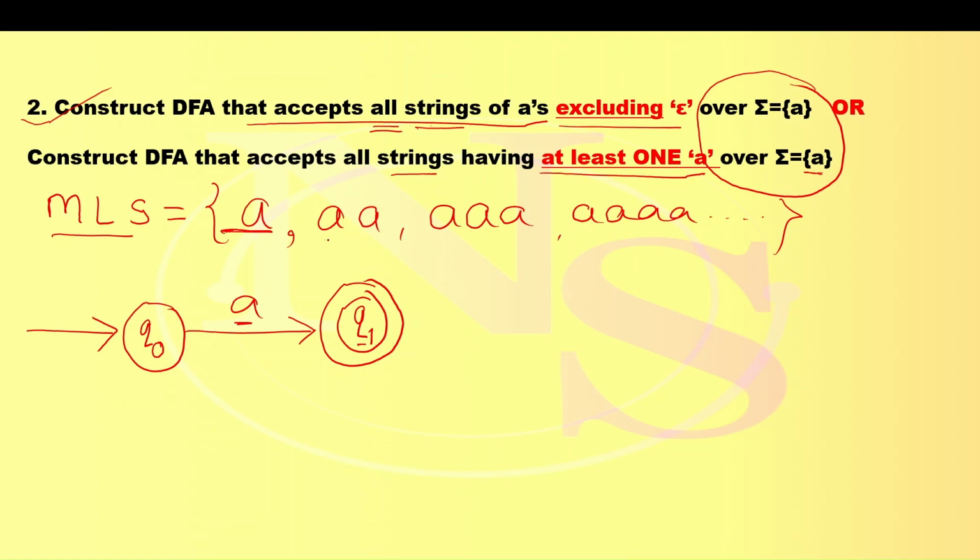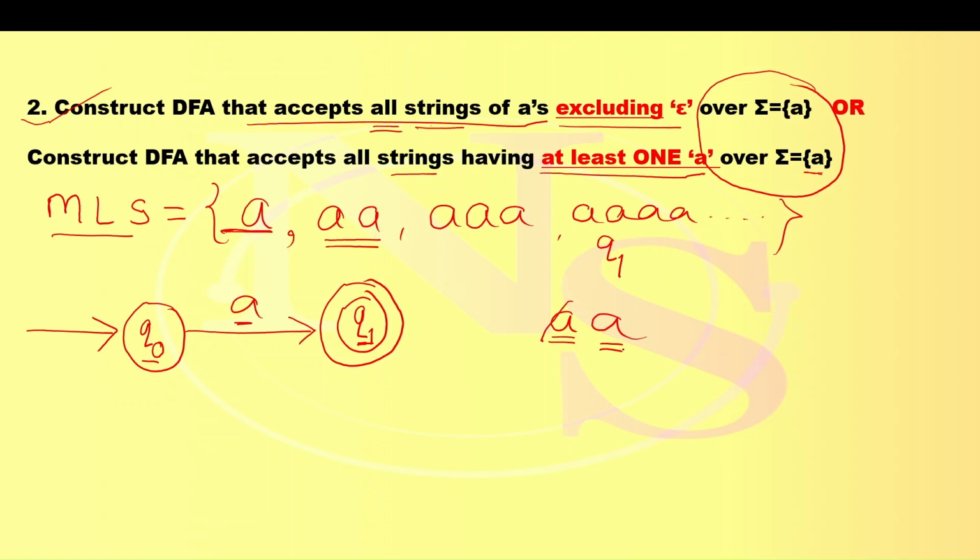Then take the next string, double A. Double A should get accepted. It means that by reading double A, the automata should reach the final state. Let's write down this double A. Automata starts with the state Q0. Q0 reads the first A and reaches Q1. The first A is read by Q0. Now Q1 has to read the second A.